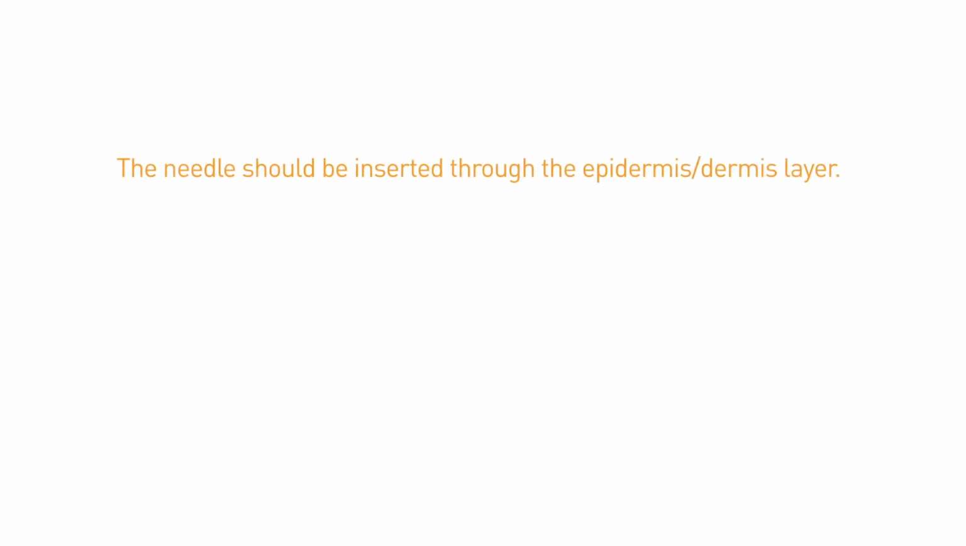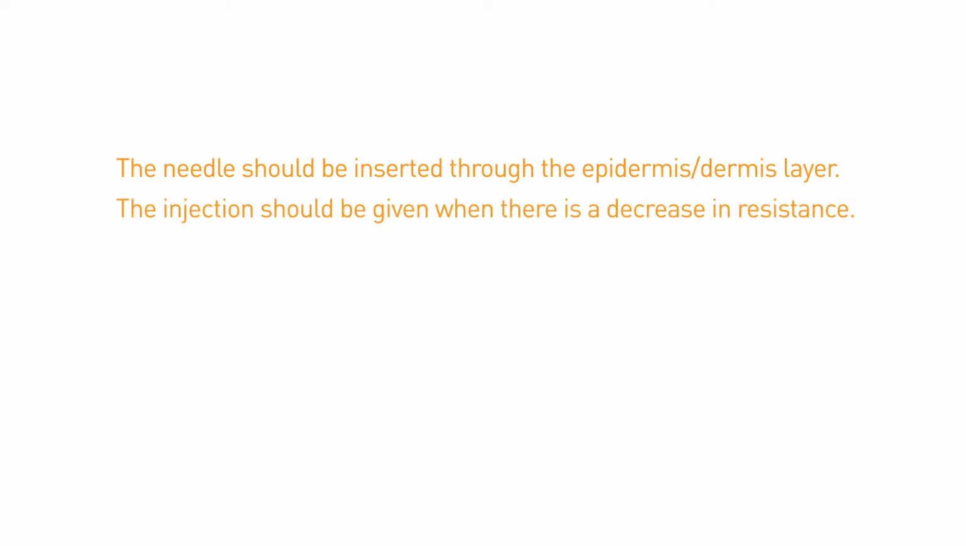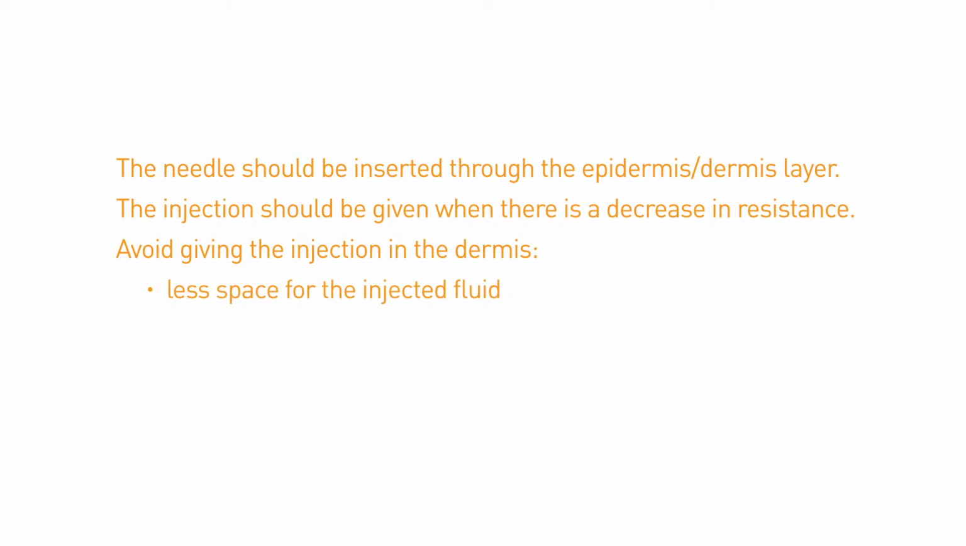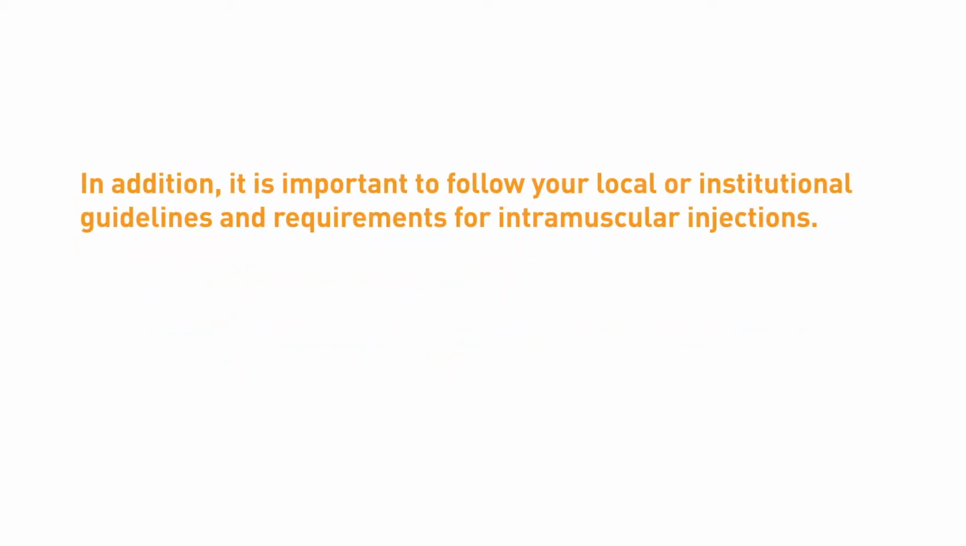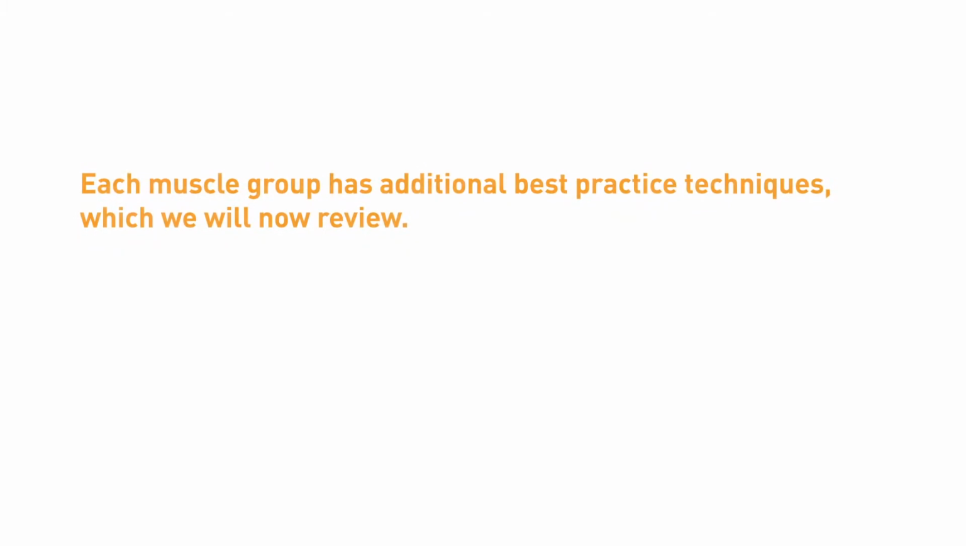The needle should be inserted through the epidermis-dermis layer, which may feel more rigid when penetrated. The injection should be given when there is a decrease in resistance. Avoid giving the injection in the dermis as there is less space for the injected fluid, and injections given here will cause the skin to blanch and may increase patient discomfort. In addition, it is important to follow your local or institutional guidelines and requirements for intramuscular injections. Each muscle group has additional best practice techniques, which we'll now review.